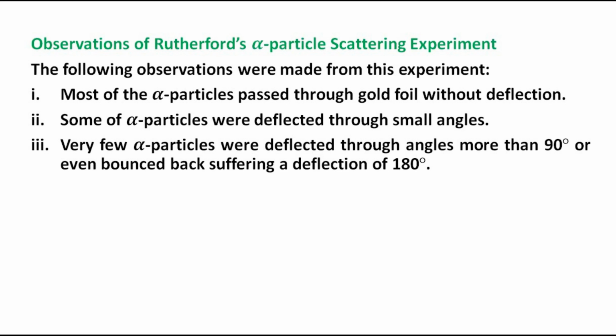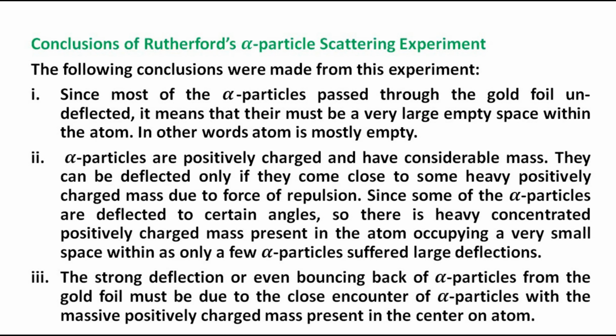Observations of Rutherford's alpha particle scattering experiment. The following observations were made from this experiment. Most of the alpha particles passed through the gold foil without deflection. Some of the alpha particles were deflected through small angles. Very few alpha particles were deflected through angles more than 90 degrees or even bounced back, suffering a deflection of 180 degrees.